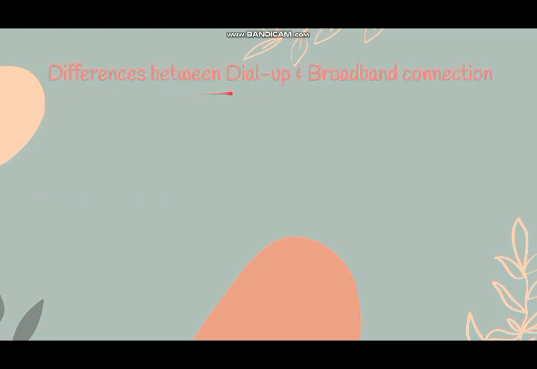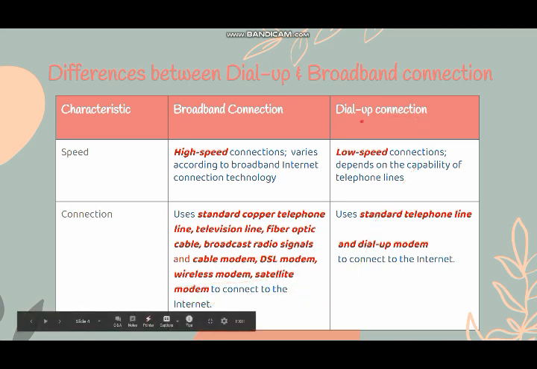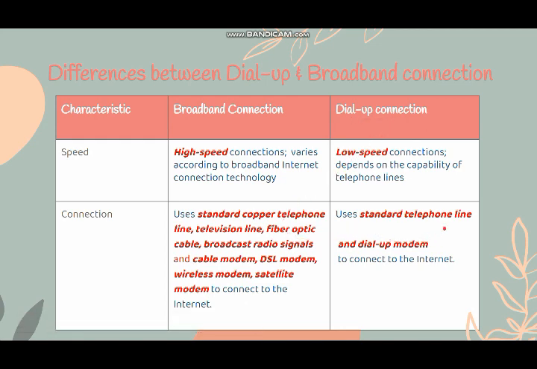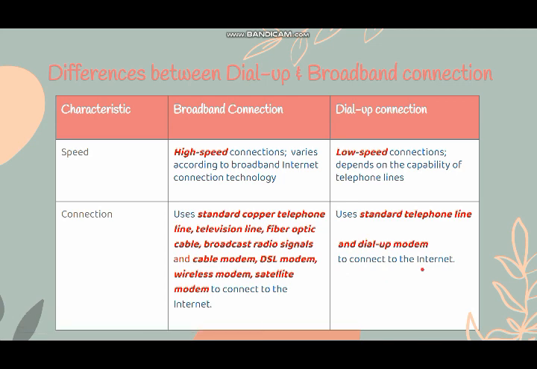Okay, now let's take a look at the difference between dial-up and broadband connection. So in terms of speed, broadband connection is higher speed compared to dial-up connection. In terms of connections, for the broadband connection, we use a lot of different things like standard copper telephone line, television line, fiber optic cable, broadcast radio signal, and etc. Okay, as for the dial-up connection, we use a standard telephone line and also dial-up modem to connect to the internet. So for the dial-up connections, when you use the internet, people cannot call to you and you cannot make a call because you are using the standard telephone line.